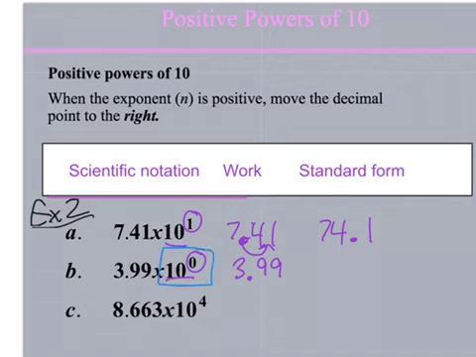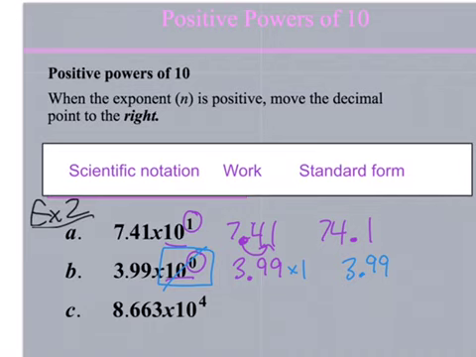We've been learning about something to the 0 power. In math, anything to the 0 power gets replaced with a 1. So that really says 3.99 times 1. So my standard form would be 3.99. So it makes sense. The 0 means move my decimal 0 times, and the reason it moves 0 times is because 10 to the 0 power means a 1.